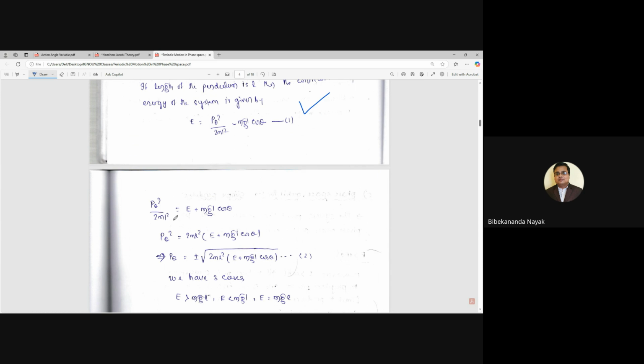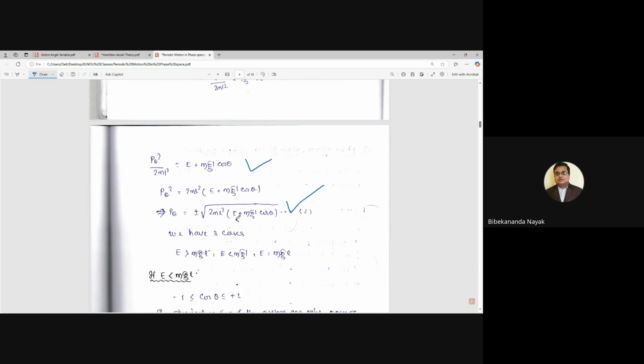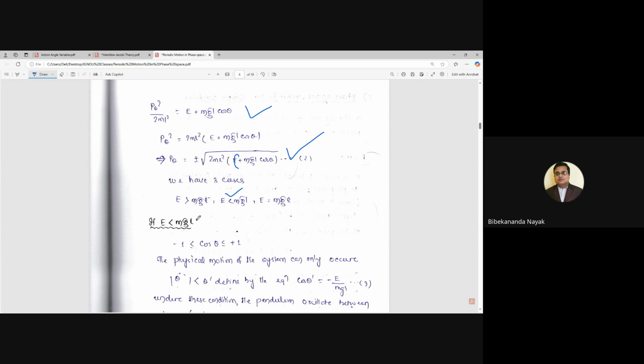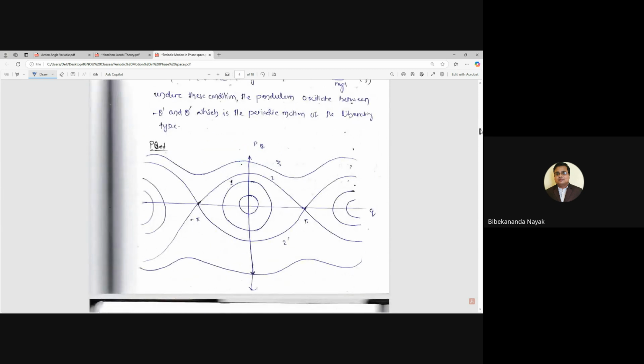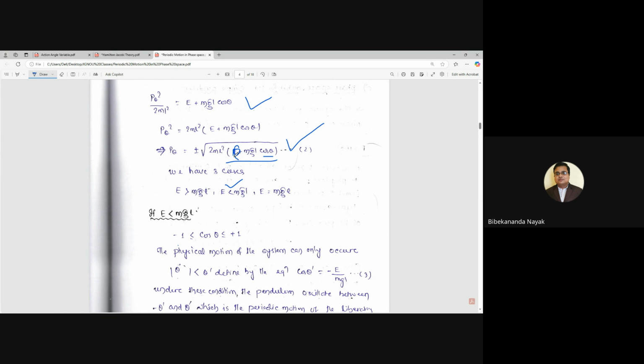So E equals p theta square by 2ml square plus mgl cos theta, or p theta equals plus or minus the square root of this. So we have three cases from here: E greater than mgl, E less than mgl, and E equal to mgl. Then what happens in the three cases? Consider E less than mgl. Again, we know that the value of cos theta is from -1 to +1.